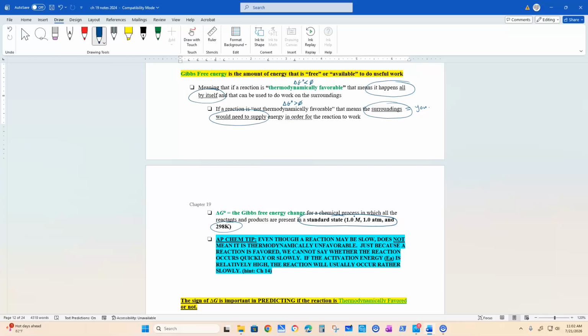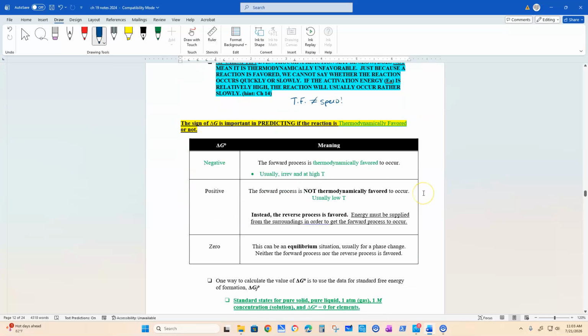AP Chem tip is them talking to you. Even though a reaction may be slow, okay, which means you would have an activation energy that's very high, remember chapter 14, it does not mean that it's thermodynamically unfavorable. Just because a reaction is favored, we cannot say if the reaction is very fast or slow. So if the activation energy is very high, the reaction will usually occur rather slowly, okay? So thermodynamically favored has nothing to do with speed, okay? We don't know if it's going fast or slow just by calculating delta G.